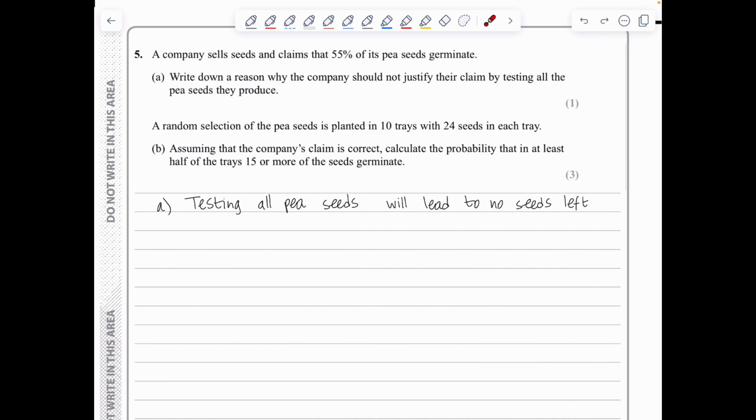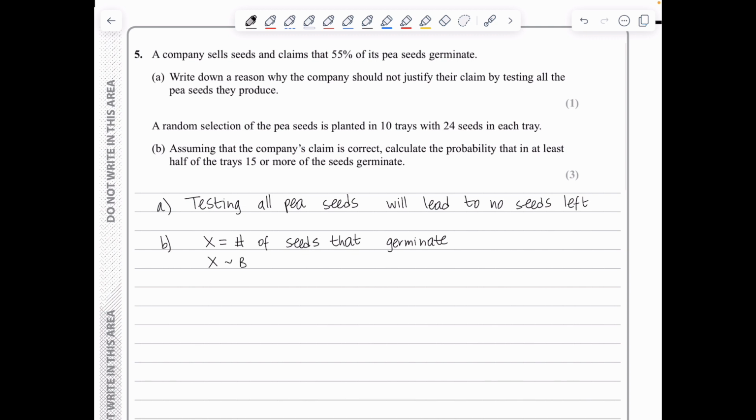We then have a random selection of the pea seeds planted in 10 trays with 24 seeds in each tray, and assuming that the claim by the company is indeed correct, we need to calculate the probability that in at least half of the trays we've got 15 or more of the seeds germinating. So I will start by focusing on a single tray. I will call my random variable X the number of seeds that germinate. Obviously this is binomial because each seed may or may not germinate.